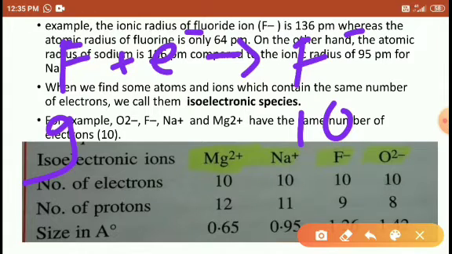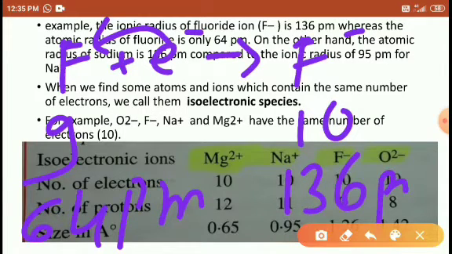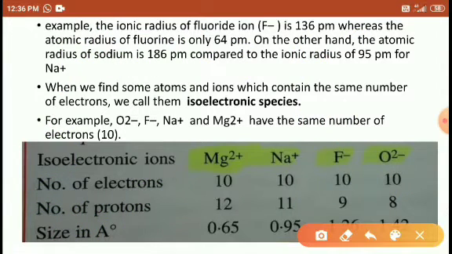If it is fluorine, the atomic radius is 64 picometer. But when an electron is added, it forms the fluoride ion. Its radius is 136 picometer, because the inner electrons are repulsed by the outer electrons. Inner K shell electrons are repulsed by the outer L shell electrons. That's why its size goes on increasing. Right, students? The size increases. That's why the fluoride ion size is greater than the fluorine atom.